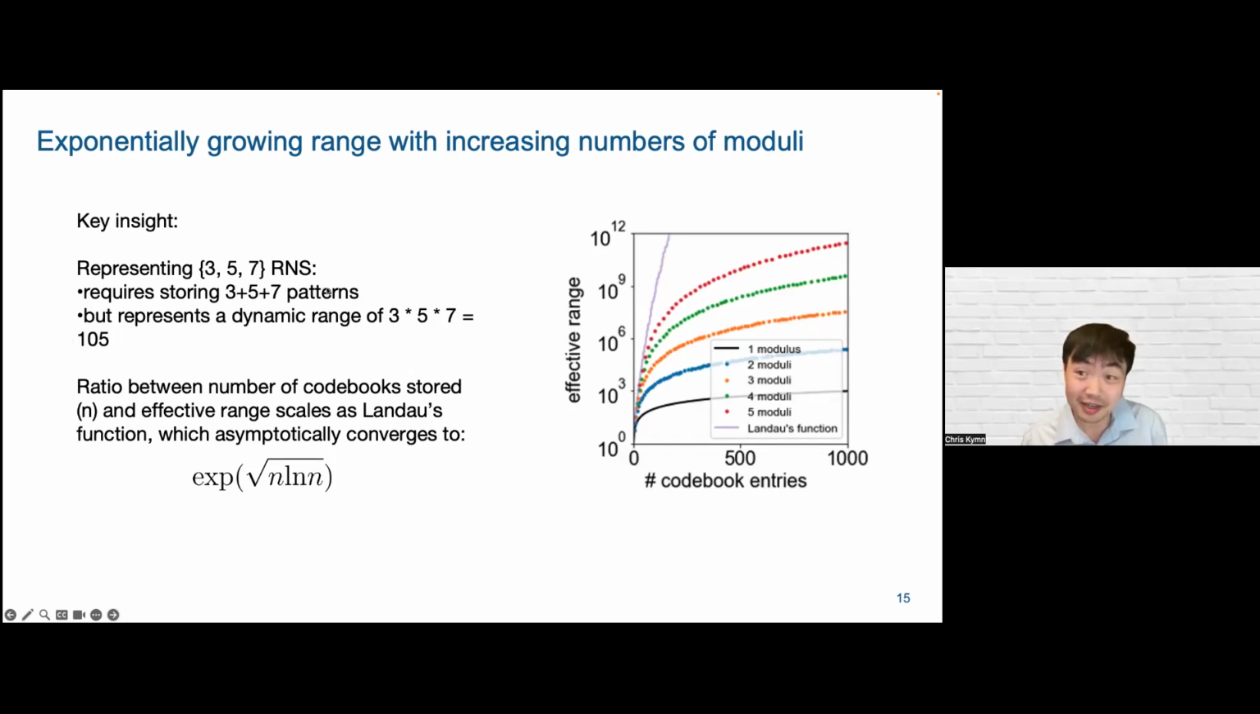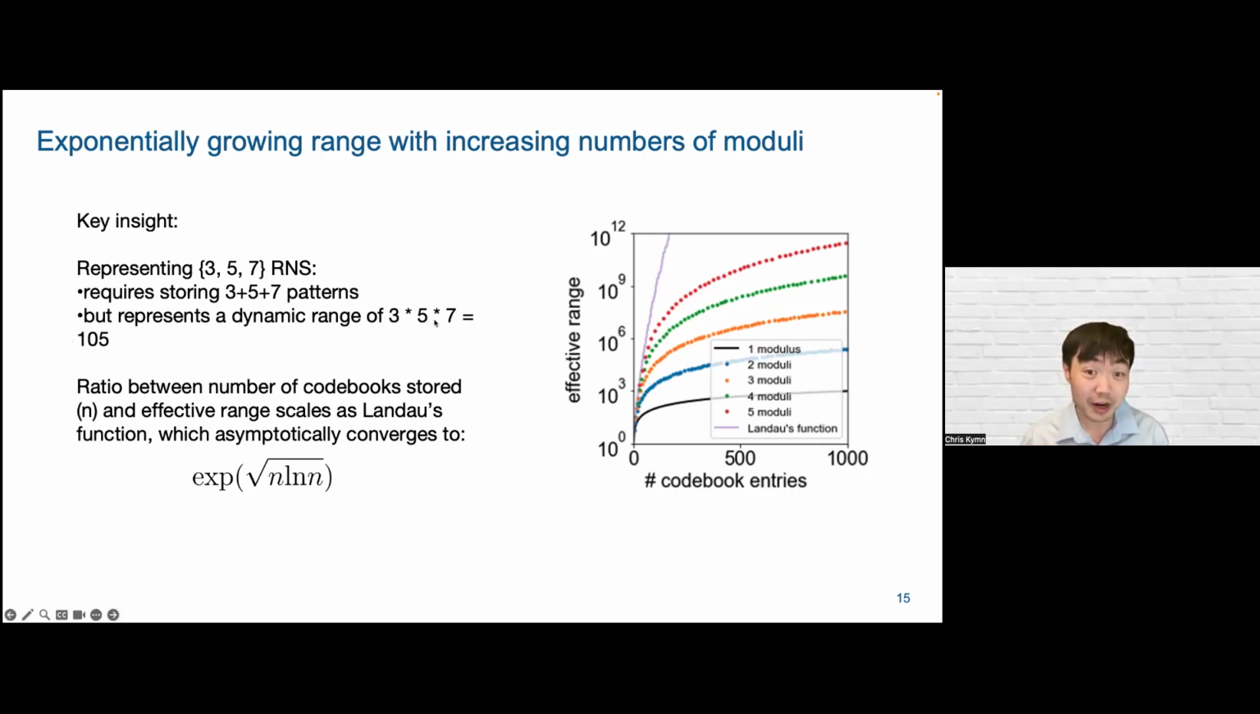And in addition to that, if we wanted to add another modulus, say mod 11, then that requires storing 11 more patterns. So then that's 26 total. But that represents a dynamic range of 3 times 5 times 7 times 11, or 1155. So 11 times larger.